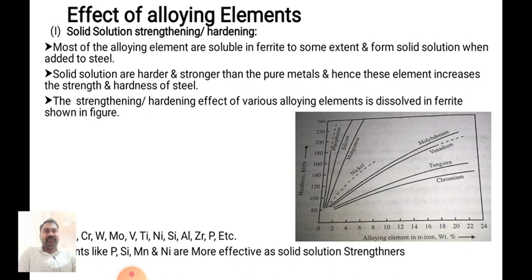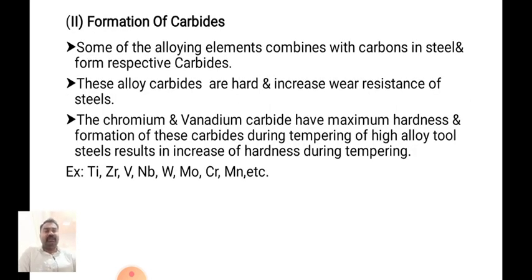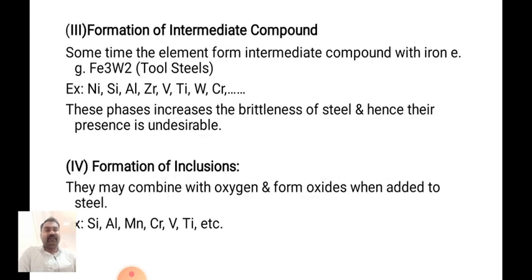Out of that, a few parameters remain. The first parameter we studied was solid solution strengthening and hardening. That is the first effect of alloying elements. Then we studied the formation of carbides, meaning that by the addition of alloying elements some carbides will form, such as chromium carbide and vanadium carbide. Then we studied the formation of intermediate compounds, such as iron tungsten, that is Fe3W2. Then formation of inclusions. Formation of inclusions means formation of oxides on the surface of the steel.